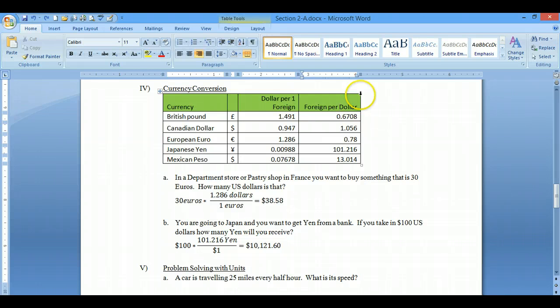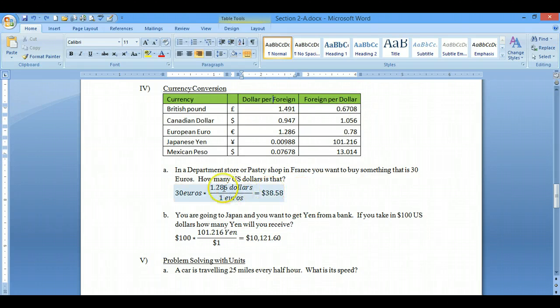I'm going to take that out, but you can make that in your own notes. So I have 1.286 dollars as of the year 2013 over 1 euro. And now I have a euro on the top and 1 euro on the bottom, and the euros will cancel, and I'm left with dollars. Multiplying straight across, 30 times $1.286 gives me $38.58. You can use your calculator or Microsoft Excel.